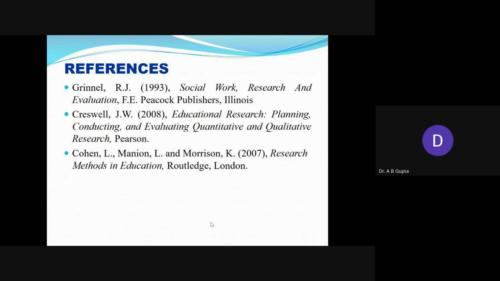These are various references. Grinnell, as I told you, talked about the concept of research. Creswell also wrote a very good book, Educational Research: Planning, Conducting, and Evaluating Quantitative and Qualitative Research. You can go through that. And Cohen, Manion, and Morrison's book on research methods in education. So this is the material which you can go through if you are getting more interested in the area of research.